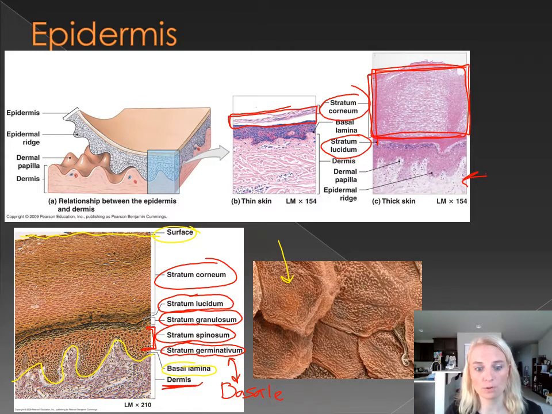You should know those. All 5 in the thick skin and the 4 in the thin skin, and the particular order from basal lamina to surface, from surface to basal lamina. Make sure you know those terms.